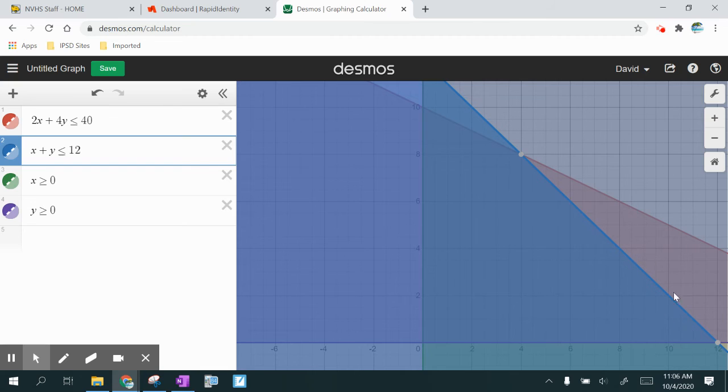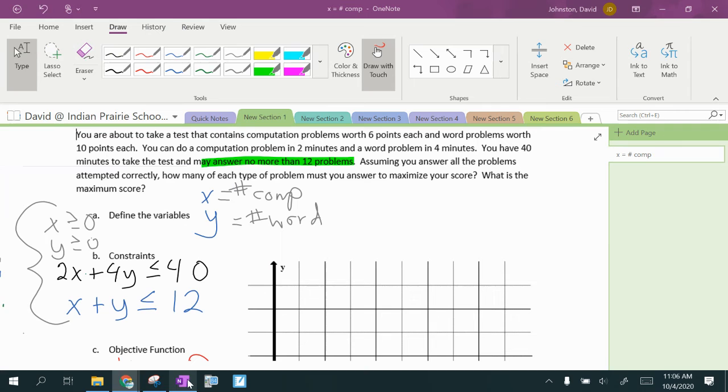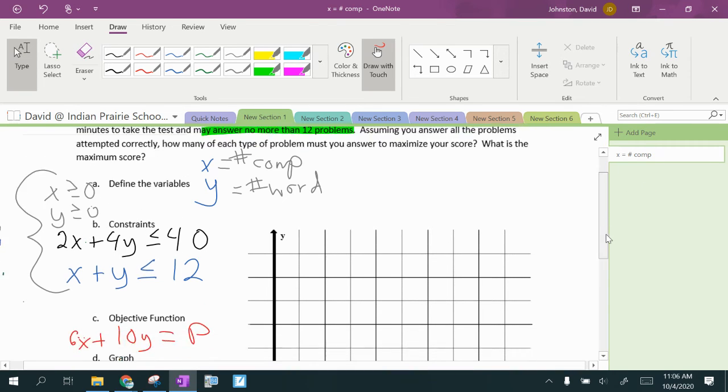Okay, so these are the 4 corners that I need to make sure that I'm using in order to determine my max or my min. So I've got my 4 corners. Let me go back to my work here and see what I can do. So let's go in here and see what I can do about scrolling down.